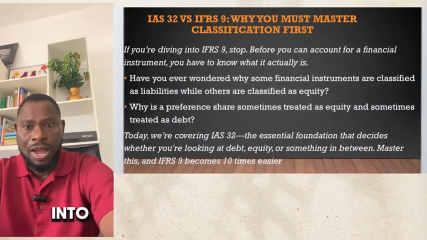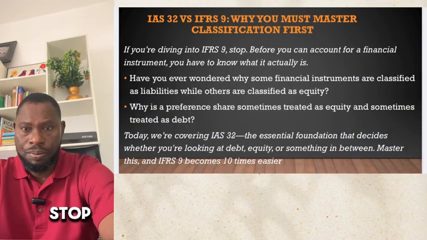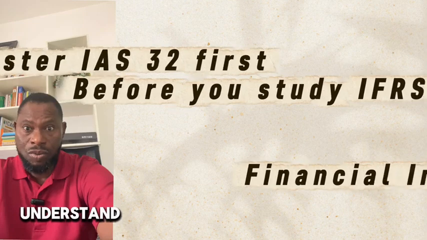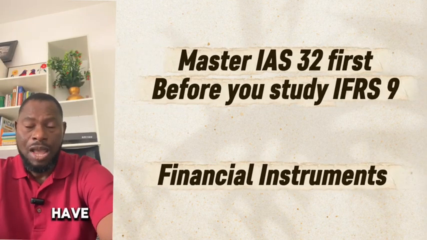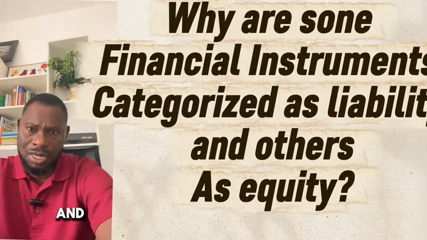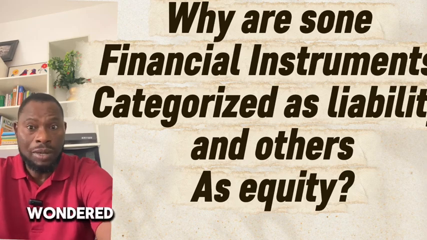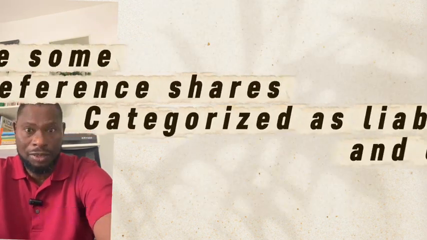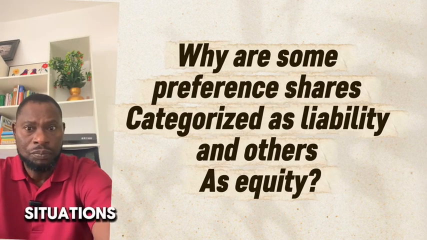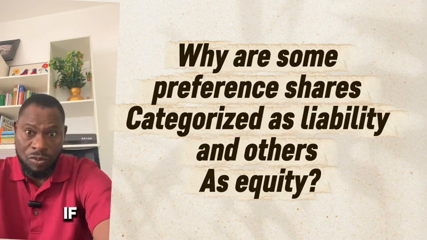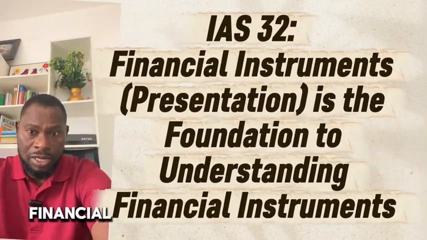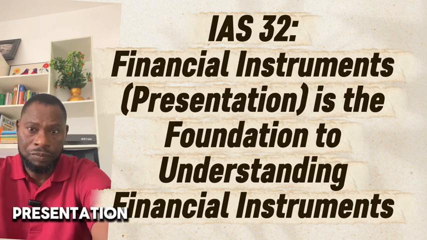If you're delving into IFRS 9, I will tell you to stop. Before you can account for financial instruments, you need to understand what they actually are. Have you ever wondered why some financial instruments are categorized as liability and others as equity? Have you wondered why some preference shares are categorized as liability and the same preference shares in other situations are categorized as equity?